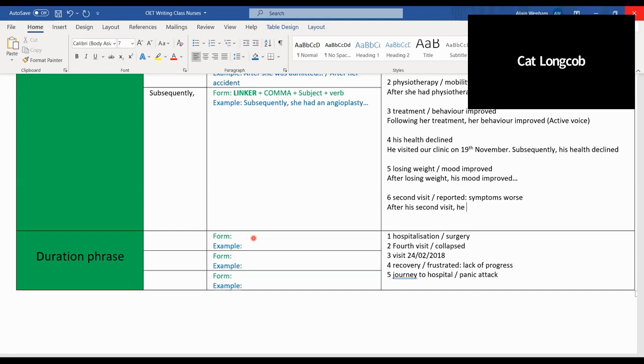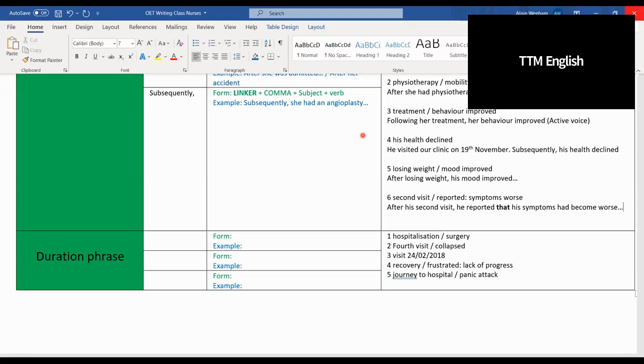He reported. This one's tricky. So, Kat, what are you going to say here? He reported. Kat, he reported. Reported what? Symptoms. His symptoms getting worse. Getting worse? What do I need here? Got worse. I need that. That his symptoms got worse. Got is a little bit informal. Oh. Had worsened. You can say had worsened. Or had become worse, if you want. Okay. That's quite a hard phrase always when it comes to worse.